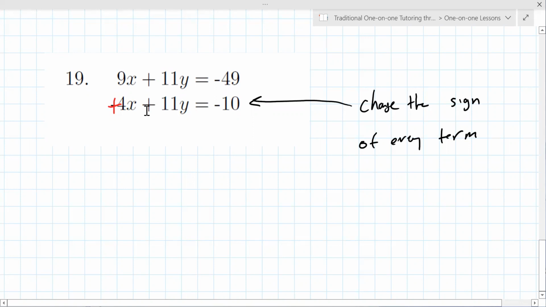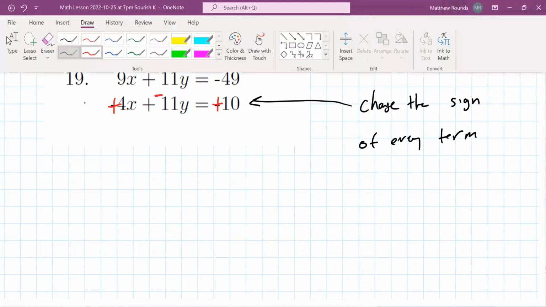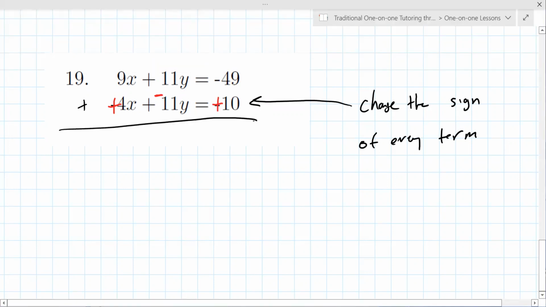Is the plus 11y positive or negative? That's a positive right there. So we're going to make it negative. What about this number to the right of the equal sign? Is it positive or negative? Negative, make it into a positive. So now we're going to add them up vertically. What is 9x plus positive 4x? That right there is going to be 13x.